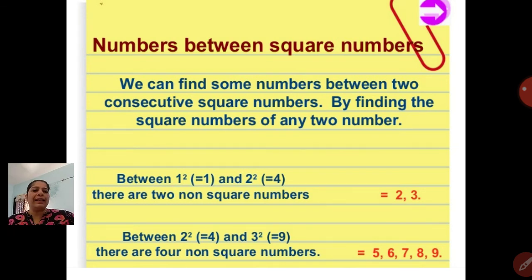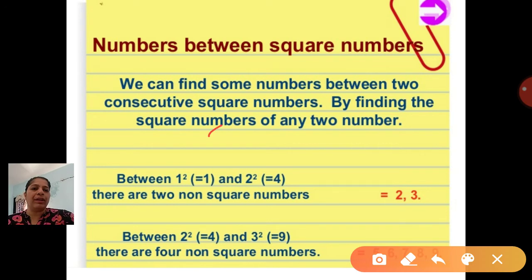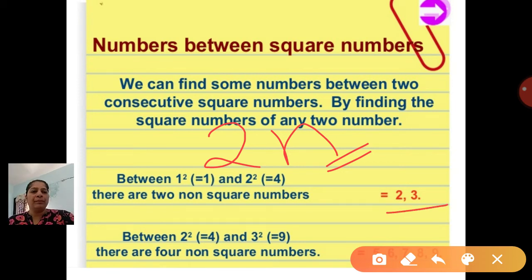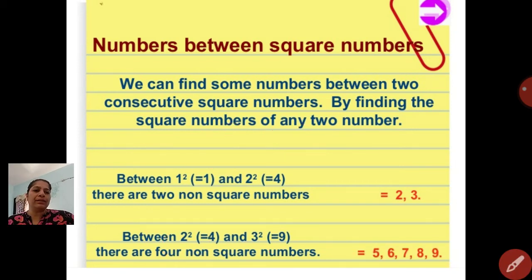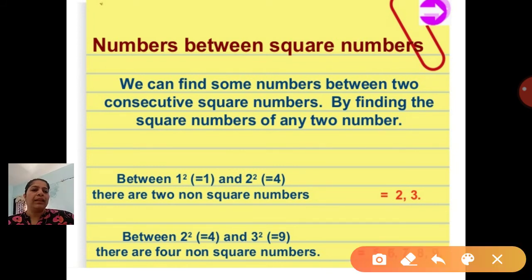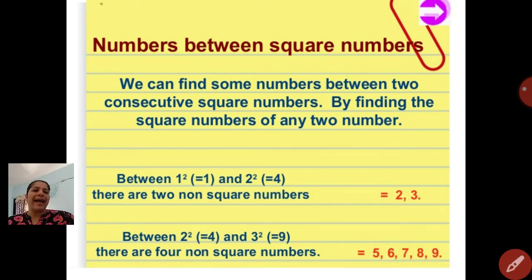So we know the formula is 2n, and n is the smaller number which we have to choose. Between 1 and 2, n is 1. So 2 into 1, we get 2 non-perfect square numbers between the given numbers. Between 2 and 3, n is 2. So 2 times 2 is 4. So we are getting 4 numbers which are not perfect squares. 9 is not included here. Only 5, 6, 7 and 8.